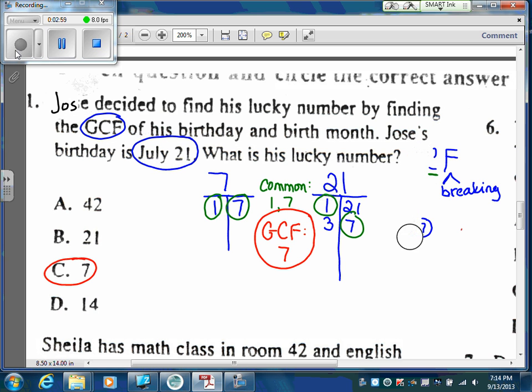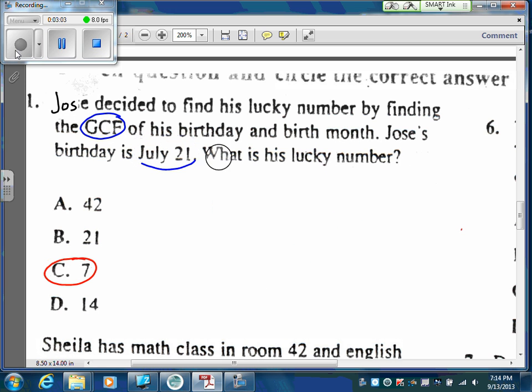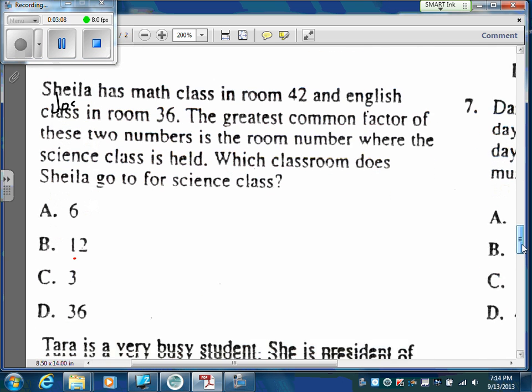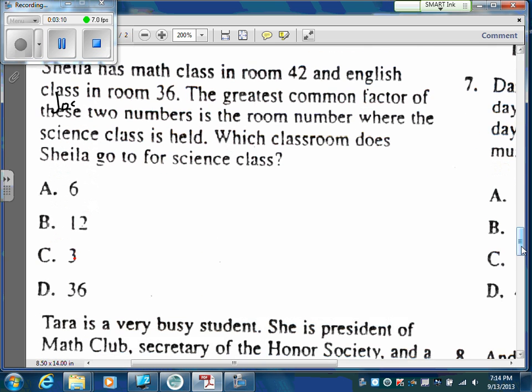Okay, let's go on to the next one. Sheila has math class in room 42 and English class in room 36. The greatest common factor of these two numbers is the room number where the science class is held. Which classroom does Sheila go to for science? So go ahead and pause the video, try this one on your own, and then come back and check with me.